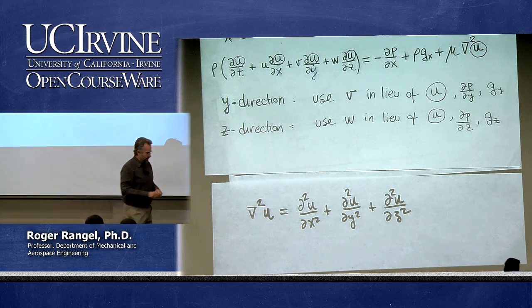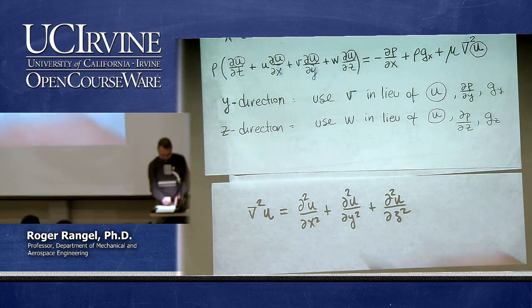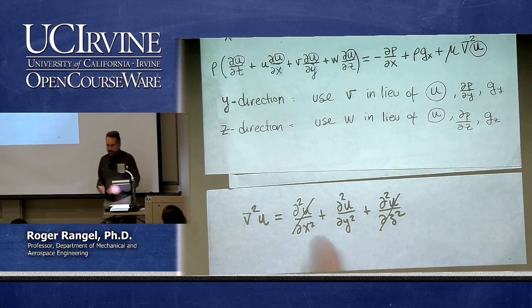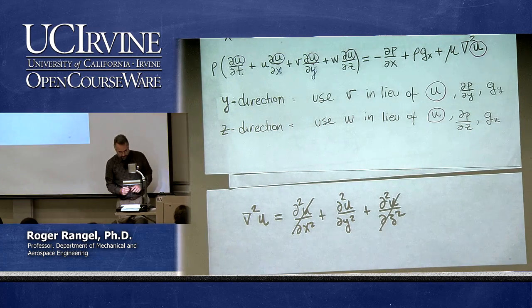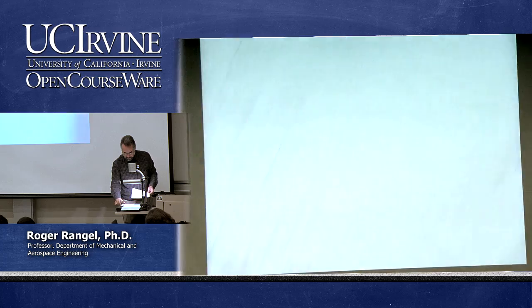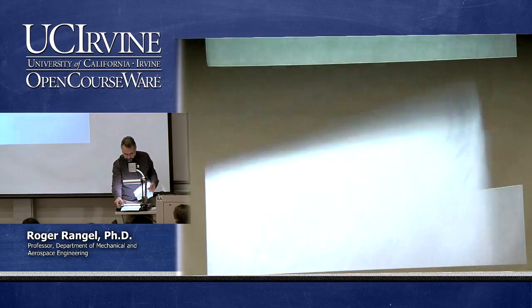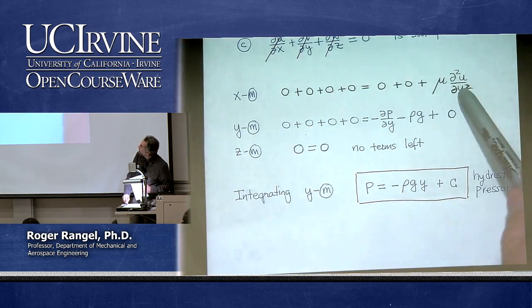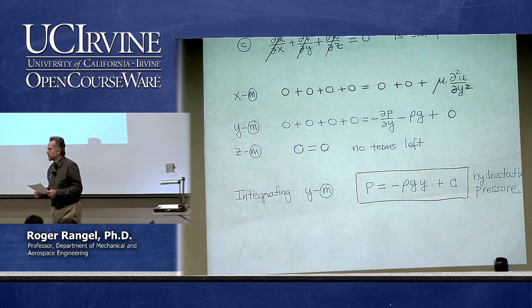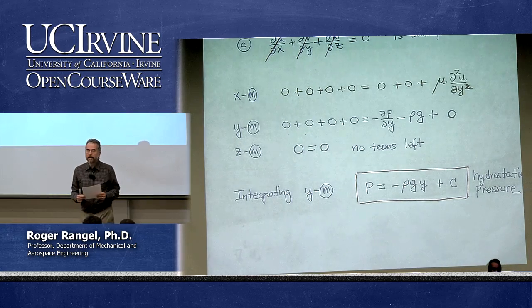I'm sorry. The first one is 0. We said that the velocity didn't depend on x. The last one is 0. The only one left is the partial second derivative of u with respect to y. So that's how I go from this one to this one, right? In other words, I only have one term of the Laplacian left. Which is that one. Any other questions?